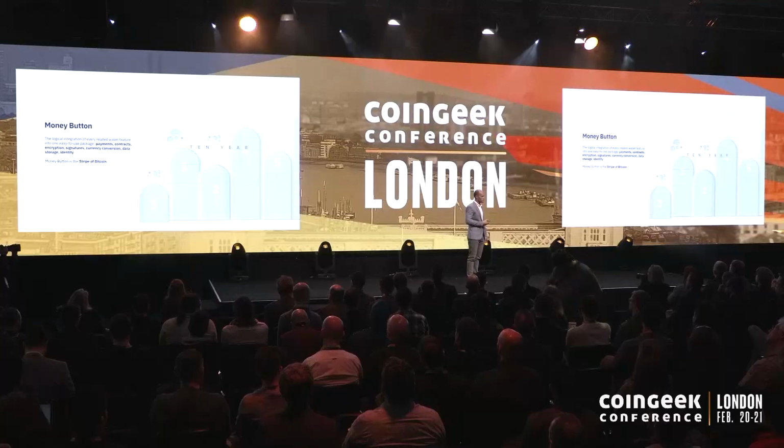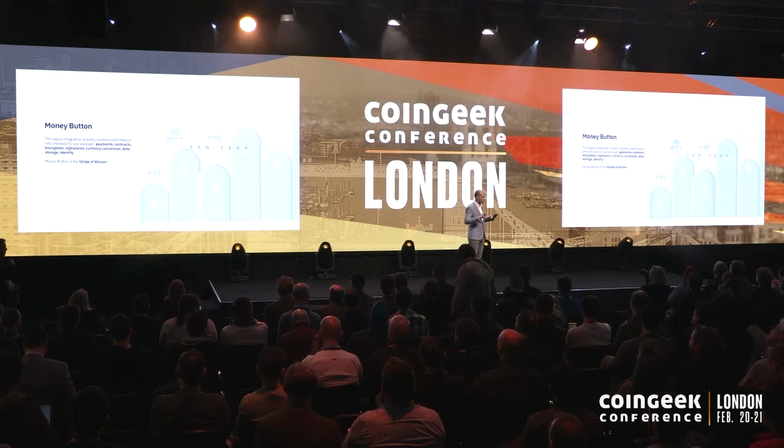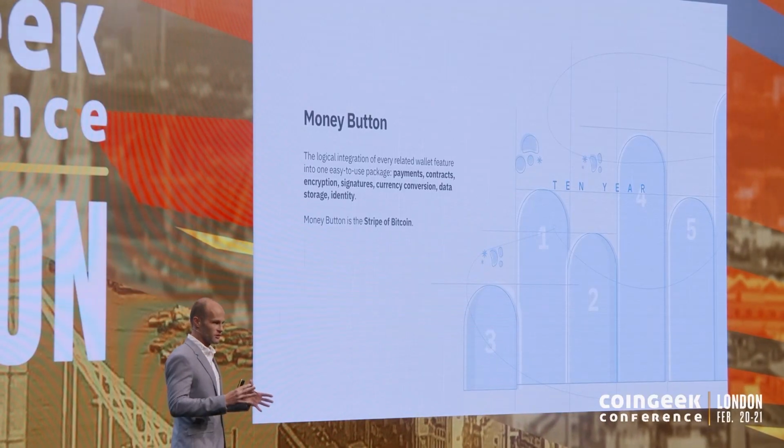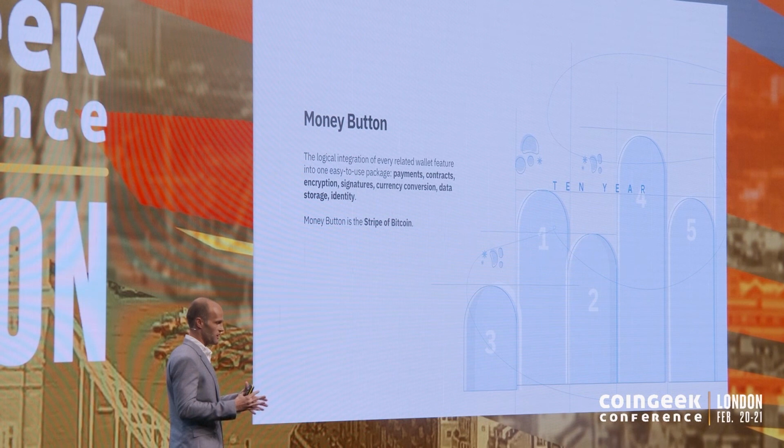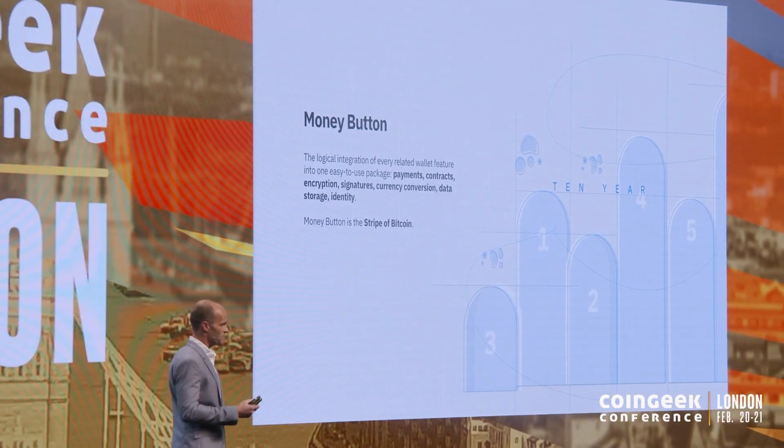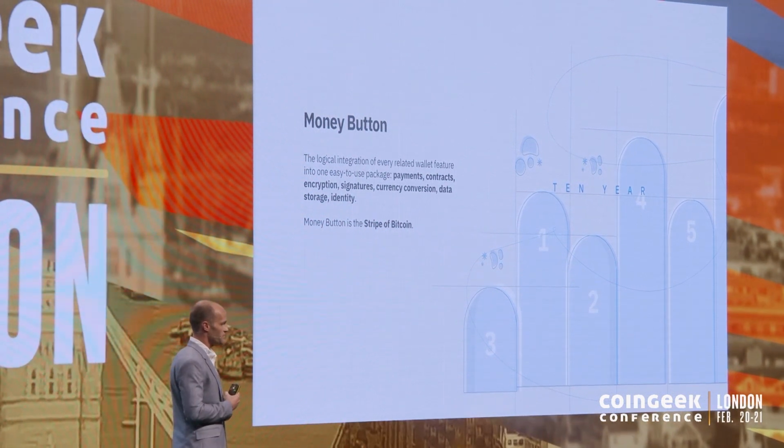So it's a sophisticated solution that spans many of the different properties that you want, either for the business or for the end user in a wallet. A way of thinking about this is that we are logically integrating every feature related to a wallet into one package for end users and for businesses. That includes payments, contracts, encryption, signatures, currency conversion, data storage, identity. For people familiar with Stripe, we're like the Stripe of Bitcoin, in the sense that Stripe is an API for payments. We're like an API for not just payments, but all the stuff that you can leverage Bitcoin for.